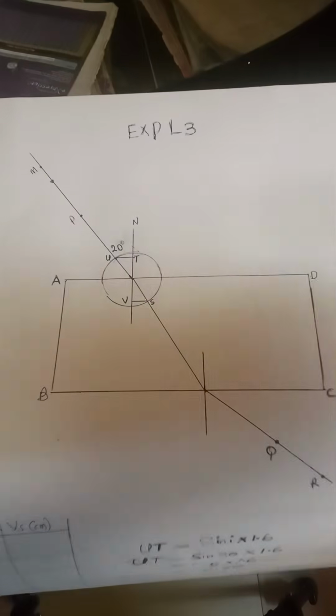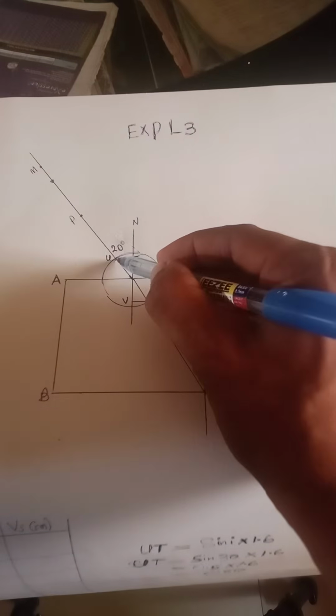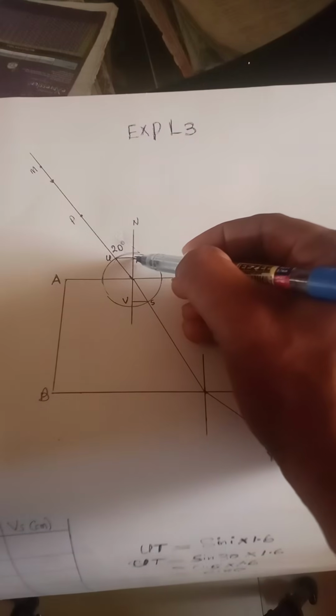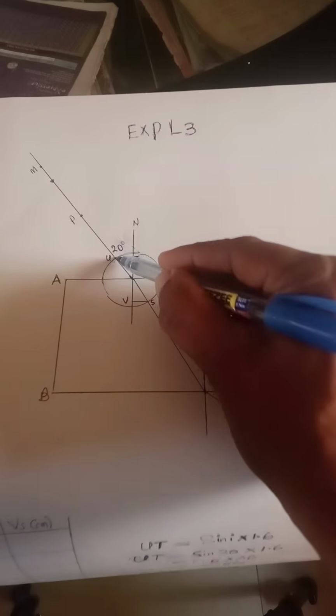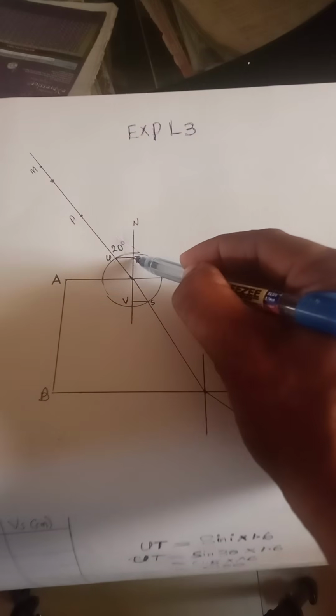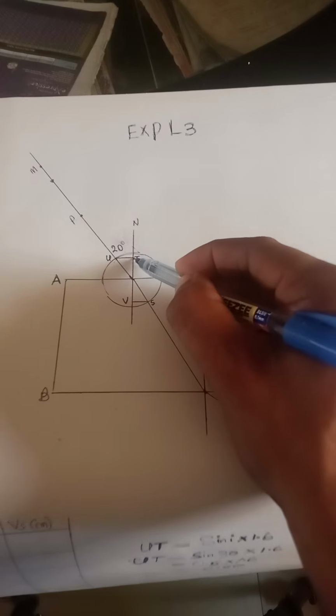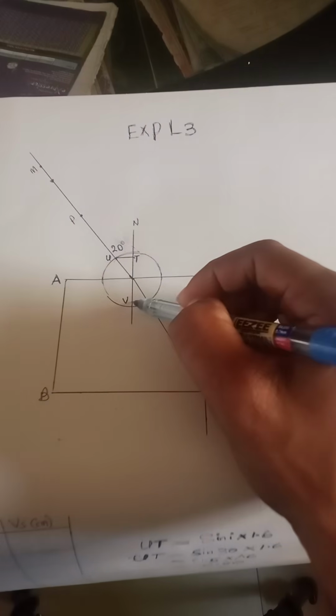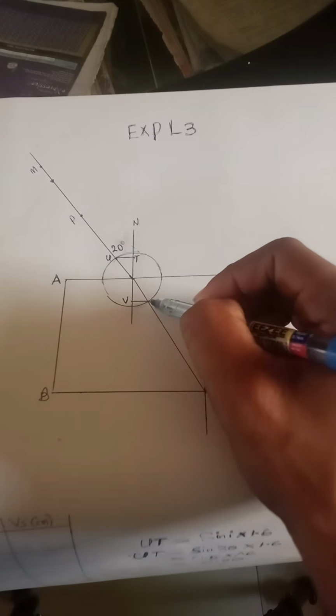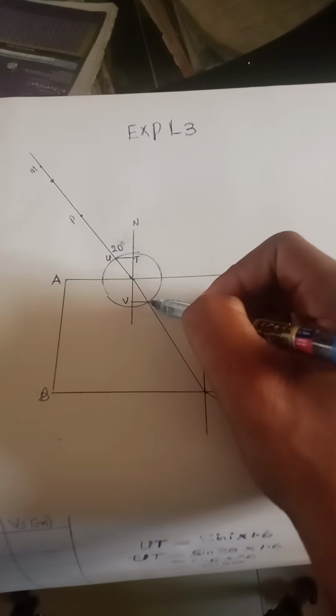So when you go back to the diagram, you will find that the distance from here to here is my UT. The distance from here to here is my UT. That is what the examiner says we should measure. And equally, the distance from here to here is my VX.